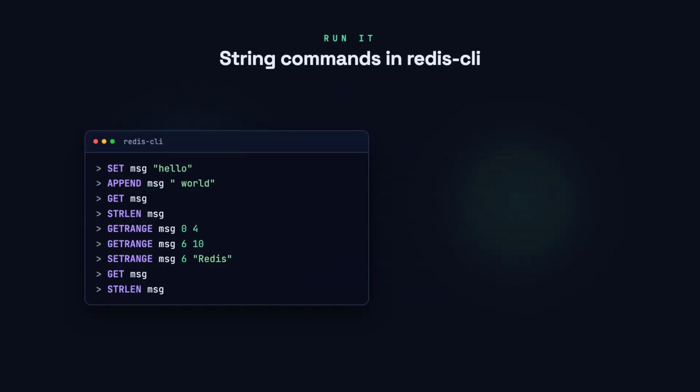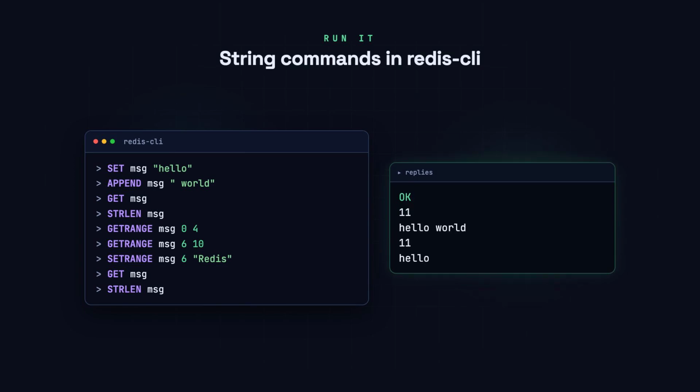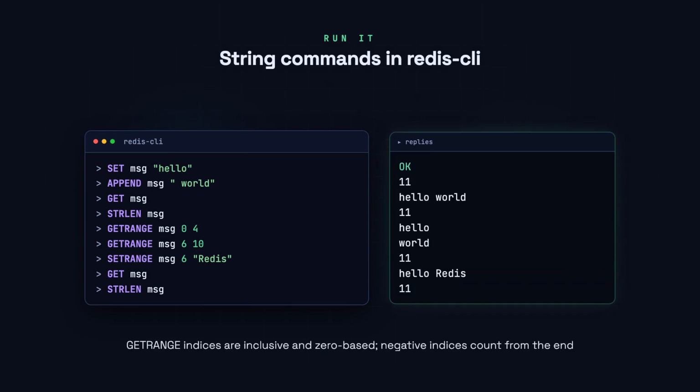Let's run this live. We set the key, append to it, then use GETRANGE to slice out substrings by byte offset. STRLEN confirms the total byte length after each mutation.